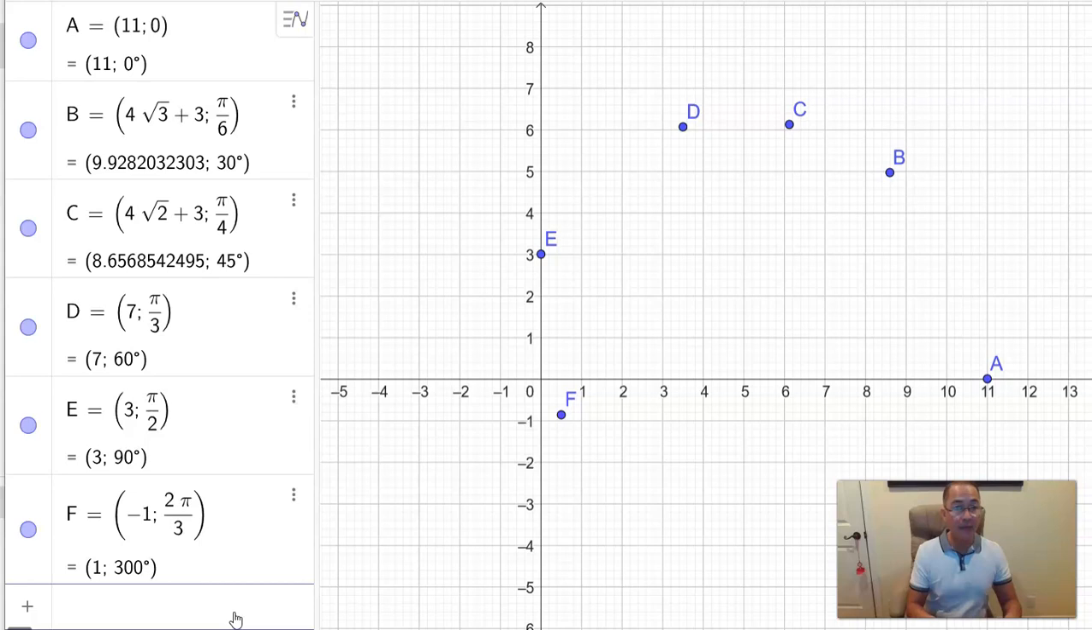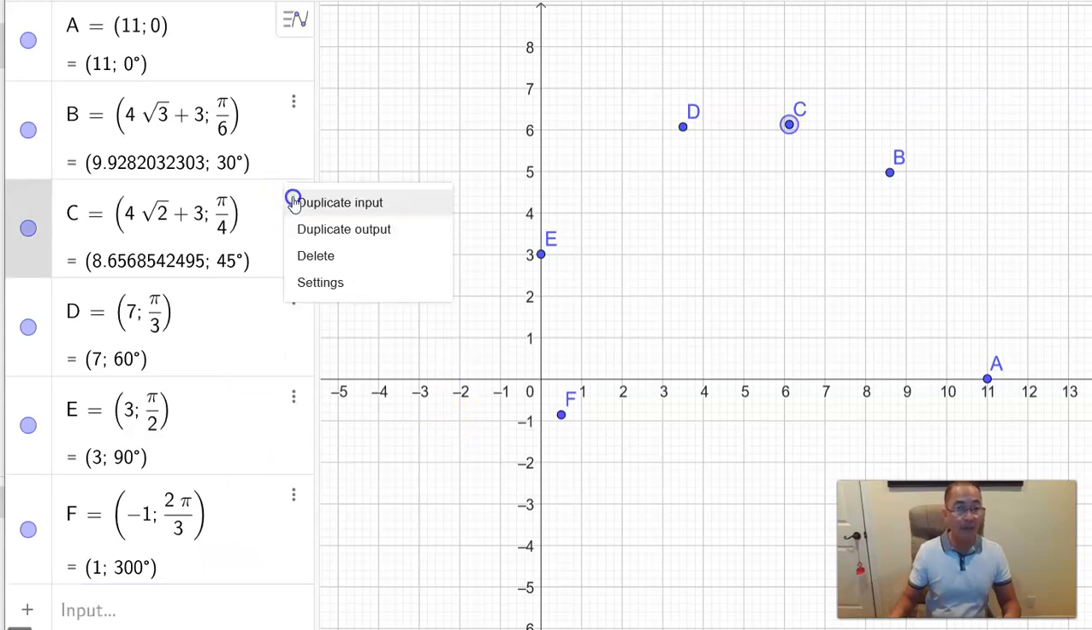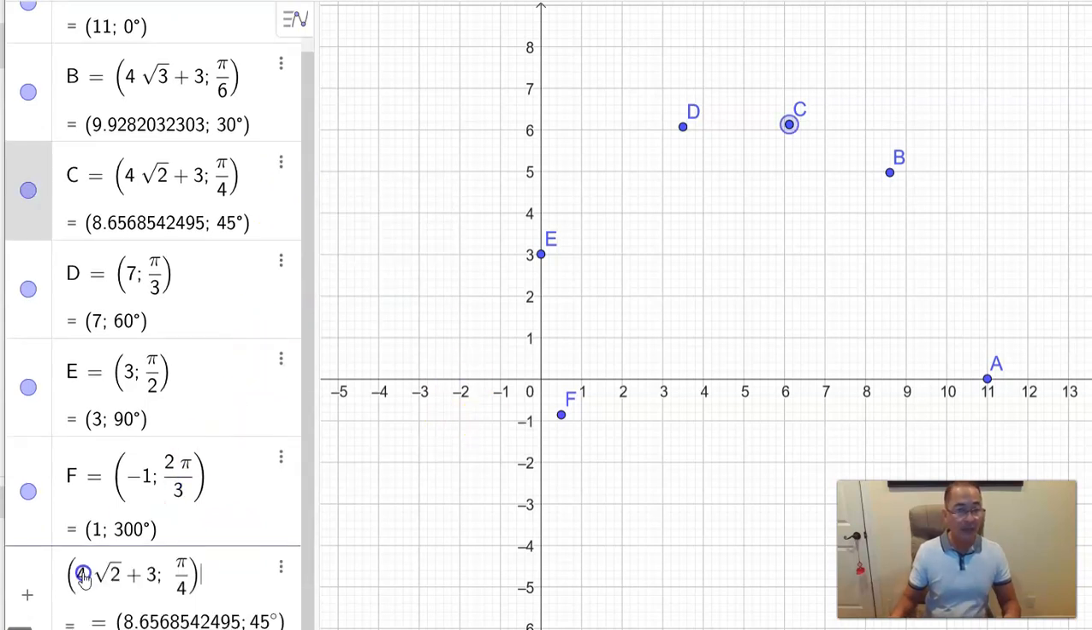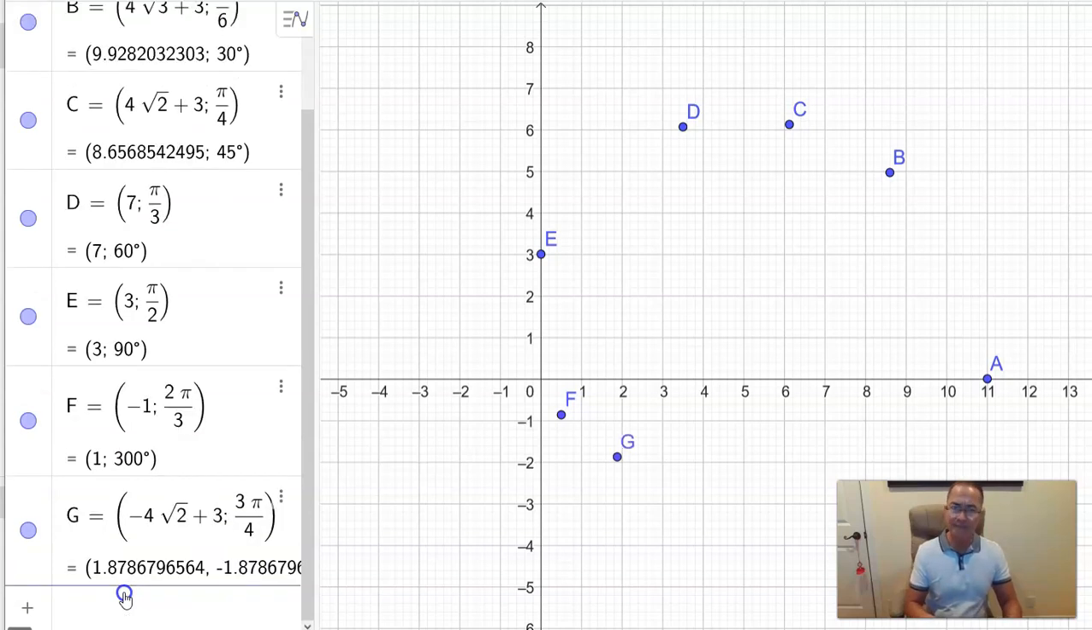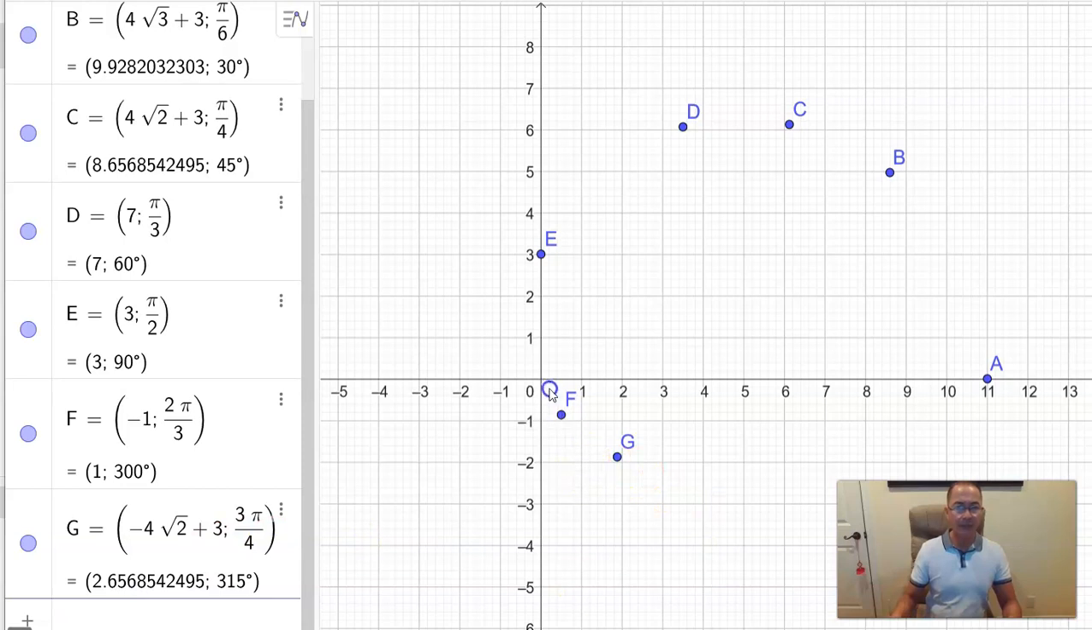Negative 4 radical 2 plus 3. So I'm going to copy point C, duplicate input, and it will be negative 4 radical 2 plus 3, and it will be 3 pi over 4. Okay. So 3 pi over 4 should be over here, but we're going backwards. So we end up over here. So this number is also a negative number. That's why we're going backwards.